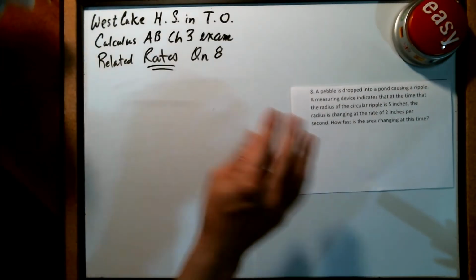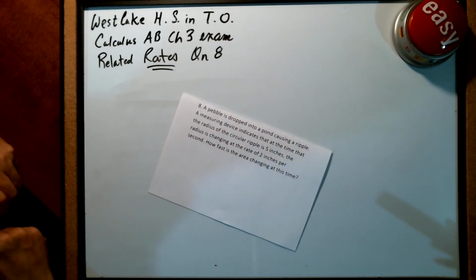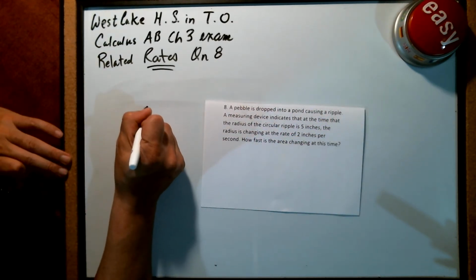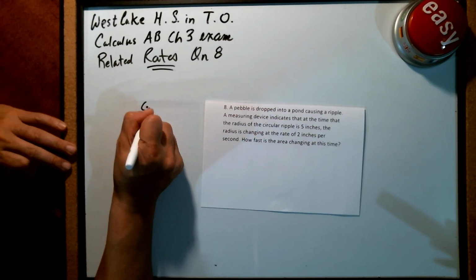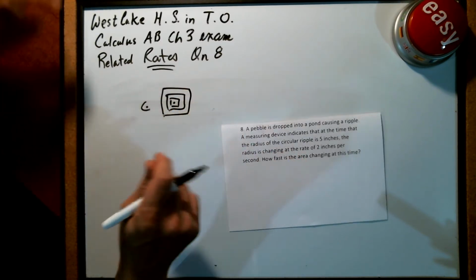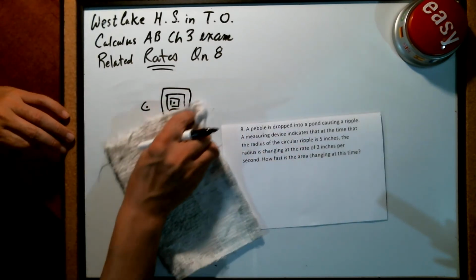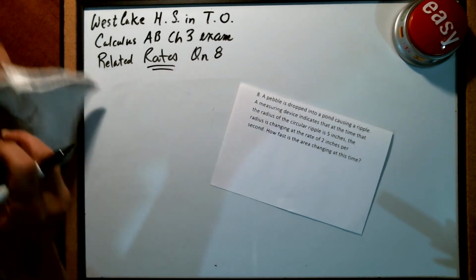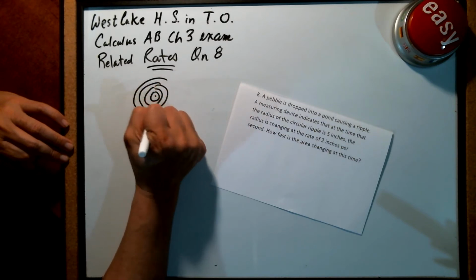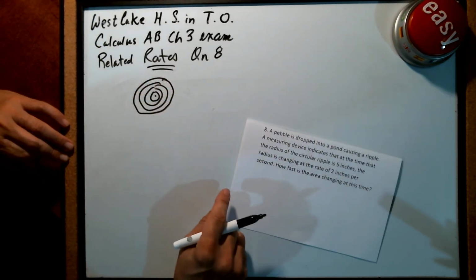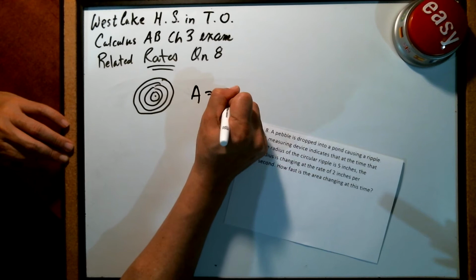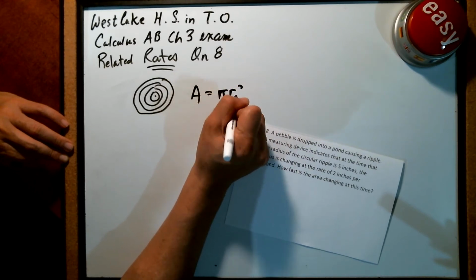So we're going to take a look at this problem right here. A pebble into a pond causing a ripple. What kind of ripples are these? When you drop a pebble into a pond, the pond doesn't come out like squares, right? No, as it ripples through, we definitely don't see that, right? What happens when we drop a pebble in the pond is it makes circular ripples, bigger and bigger and bigger. And these areas are circles, right? So the area of a circle is equal to pi r squared.